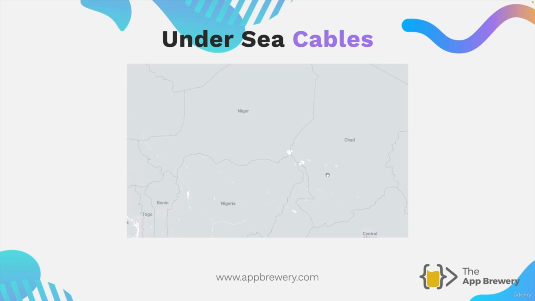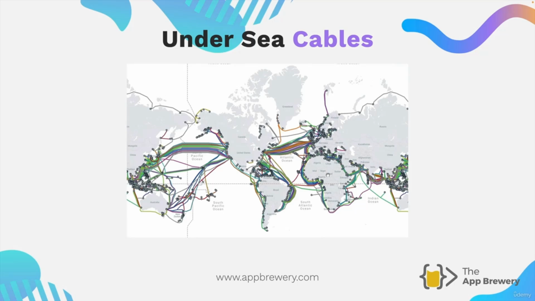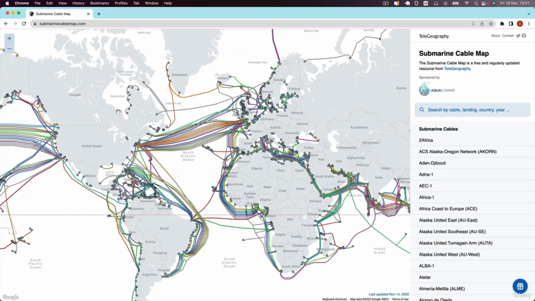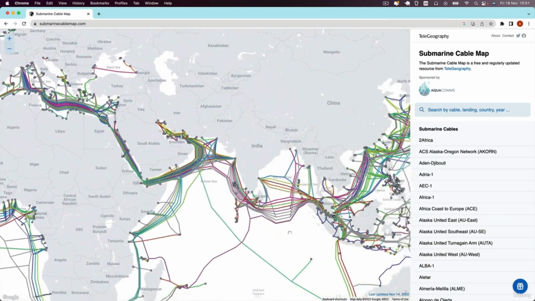But what about the oceans, I hear you ask? Well, that's one of the coolest things. There are these massive undersea cables connecting all the continents on Earth. And if you head over to submarinecablemap.com, you can see all of these cables and see the ones that connect you up to the internet.